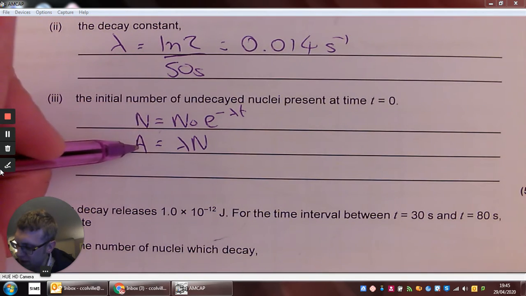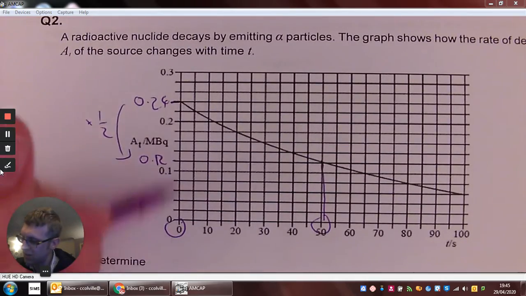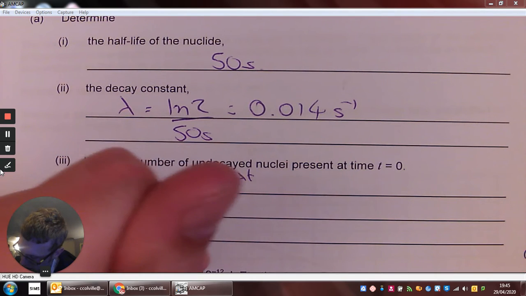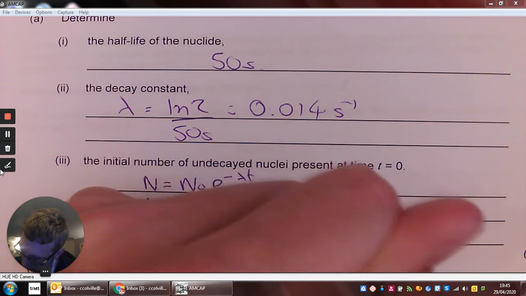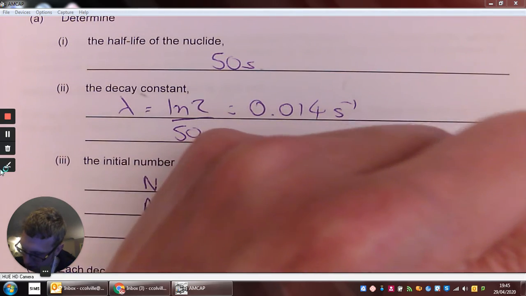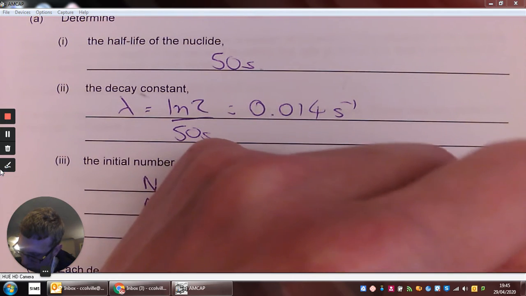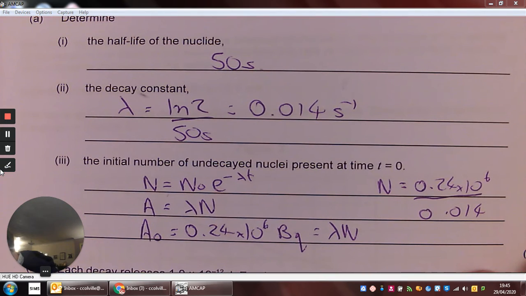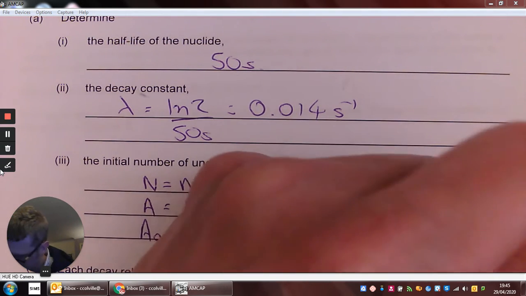Now I've got a graph of activity, so long as I pick my activity at t equals 0. If I jump back up to my graph, my activity at the start at t equals 0 was 0.24 megabecquerels, times 10 to the 6, because it's mega. That would be equal to lambda N. So N is going to be 0.24 times 10 to the 6 becquerels divided by my value of lambda that I've worked out, 0.014. And if we put that into a calculator, 1.7 times 10 to the 7.